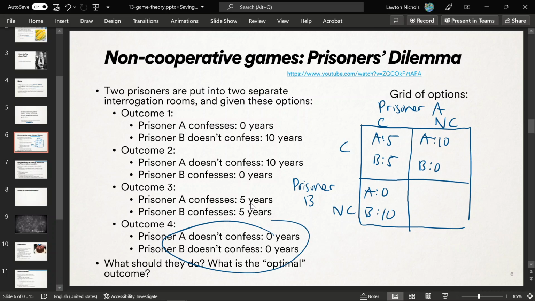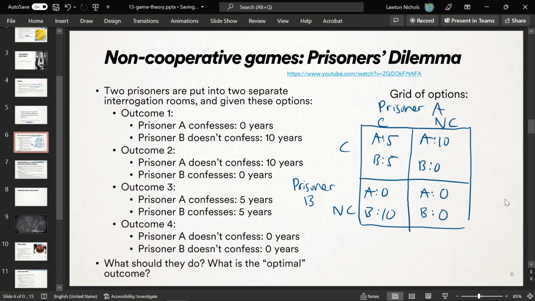And then the fourth outcome is a possibility. They say if you don't confess and your partner does not confess, then we've got nothing. The evidence is too circumstantial. That means you're both going to get to walk out free. So if they both don't confess, they get 0 years and they can both walk away.